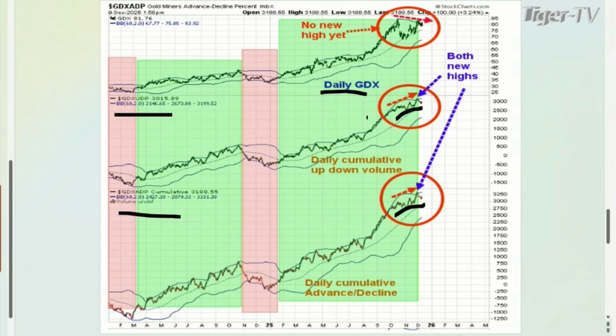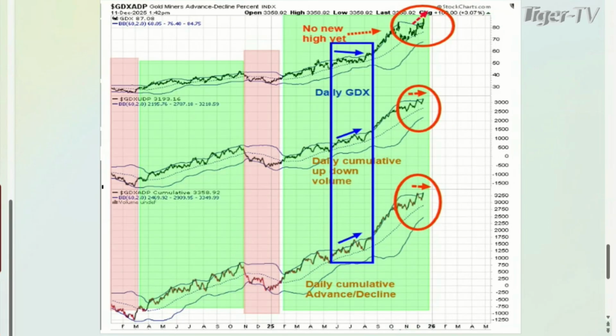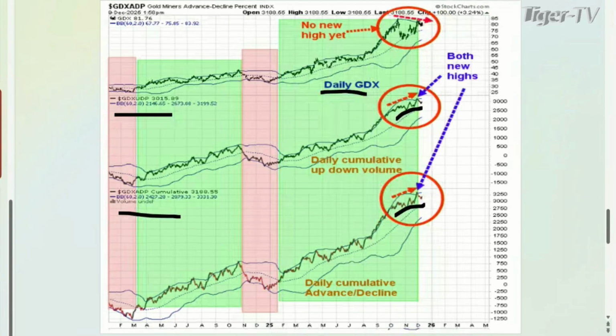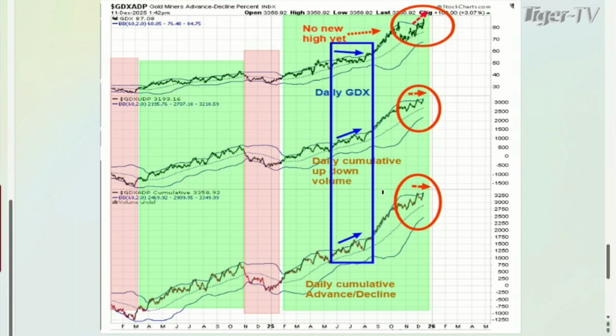Most gold stocks were still in their rally phases, and so now we're back up testing. This is today's chart now, and this is last Tuesday. It was a bullish divergence, both indicators making higher highs and higher lows. GDX had not made a higher high yet, and today we're making a higher high.